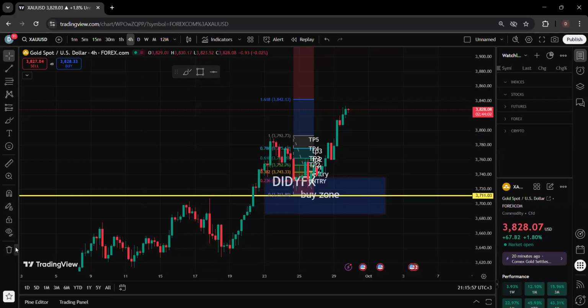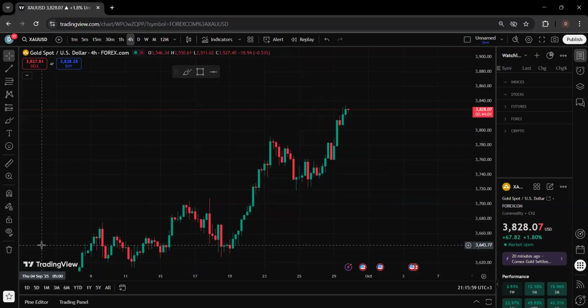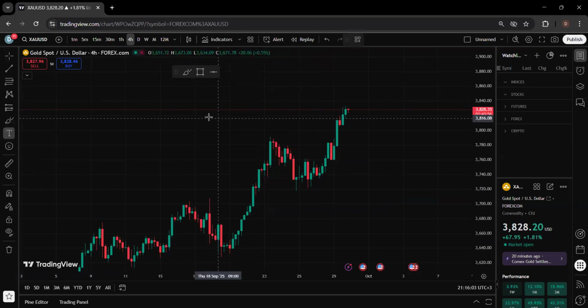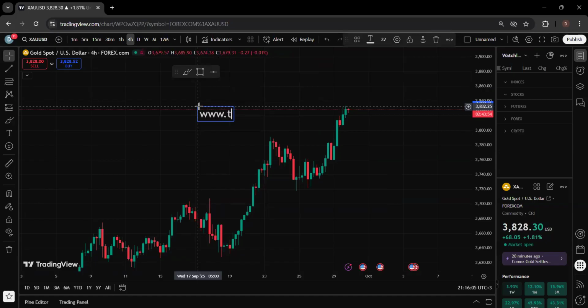So this is my market. Remember, guys, I'm trading gold. I am using this website, www.tradingview.com. This is where I analyze my market. Then I take my trades on MetaTrader 5. The broker that we are using is Zealand's Market.